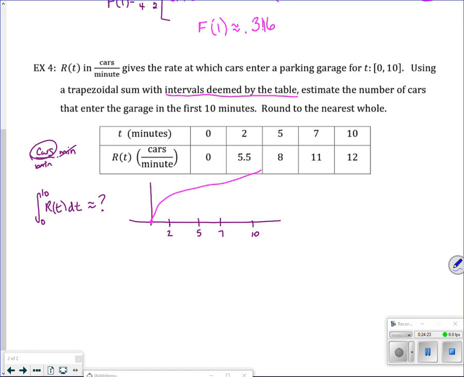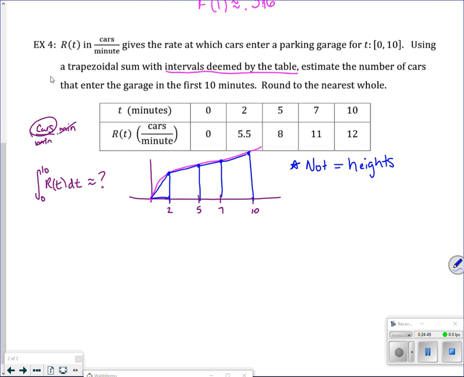You have to find the area. This is a trapezoidal sum, so you are finding the area of each of those trapezoids. Put a big fat star: not equal heights. So friend, when it's not equal heights, you cannot pull out a common height because there isn't one. So this integral, sorry, it's 10, not 12, is going to be what?